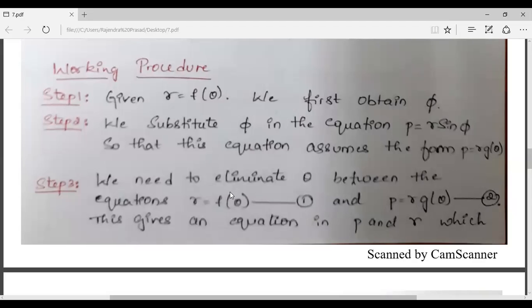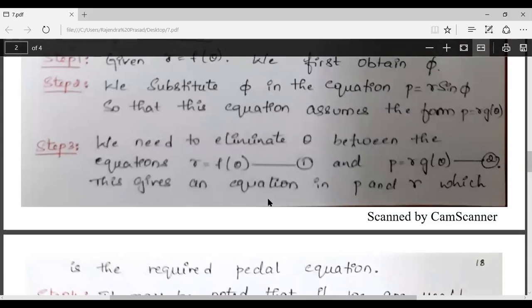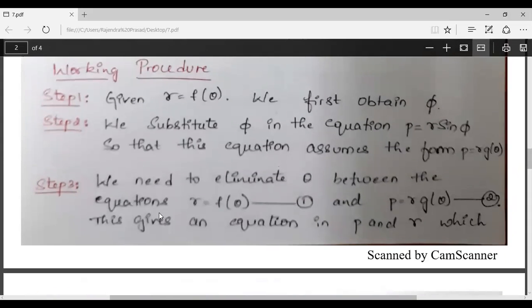Is it clear? So we need to eliminate theta between the equations r is equal to f of theta, equation number 1, and p is equal to r into g of theta, equation number 2. So this gives an equation in p and r, which is the required pedal equation. So this is step number 3.